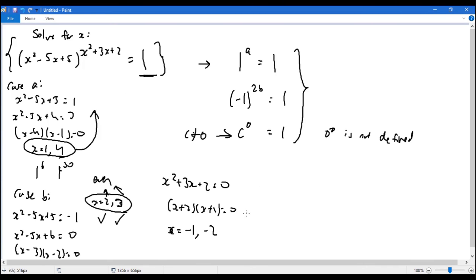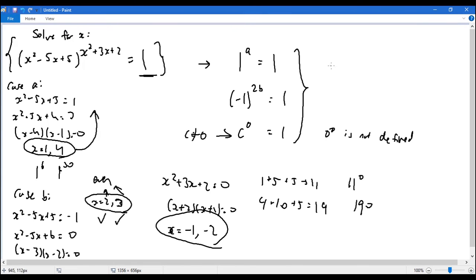So minus 1 squared, that's 1. Negative 5 times negative 1 makes it a positive 5. And then plus 5 is 11, so we have 11 to the 0. And then plugging in negative 2: squared is 4, negative 5 times negative 2 is 10, and then plus 5 is 19, so we have a 19 to the 0. And both of those do in fact equal 1, so these two answers work as well. So finally, we have 6 solutions: minus 2, minus 1, 1, 2, 3, and 4.